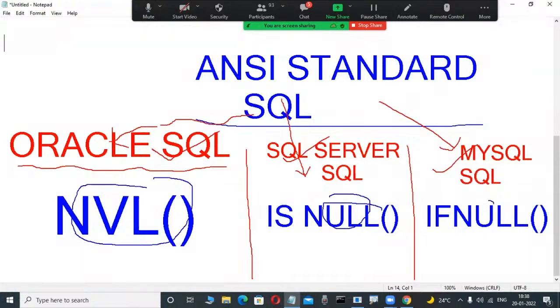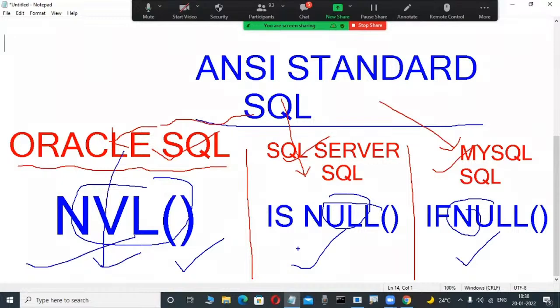And syntactically totally different as well. Here the create procedure syntax is different, and here the create procedure syntax is different, with slight differences. Suppose a function like MONTHS_BETWEEN is there in Oracle SQL only. Can I use the same function in SQL Server? No, there is DATEDIFF, another function.